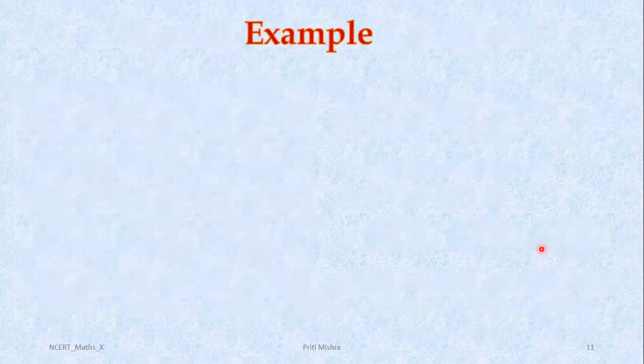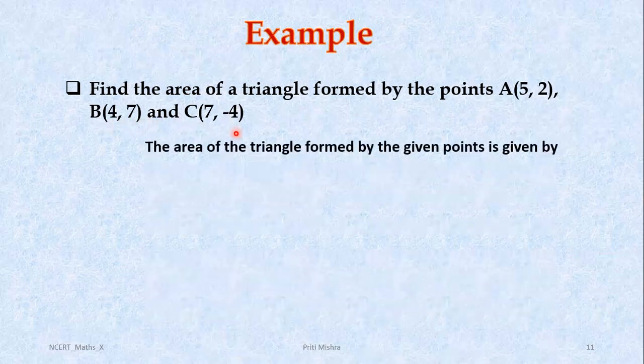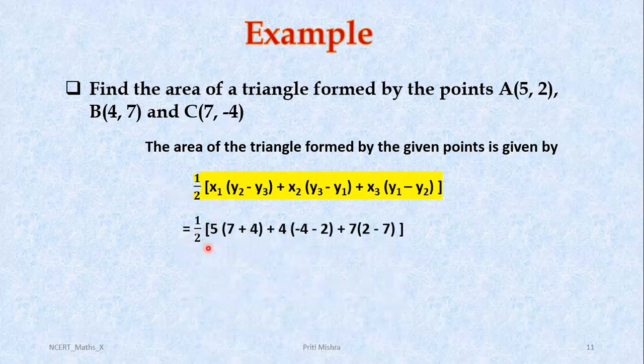Now let's have an example based on area. Find the area of a triangle formed by the points A(5, 2), B(4, 7) and C(7, -4). So with the help of the formula, half into X1 into Y2 minus Y3 plus X2 into Y3 minus Y1 plus X3 into Y1 minus Y2. So here we have X1 Y1, X2 Y2 and X3 Y3. After putting all these values, we get this kind of equation.